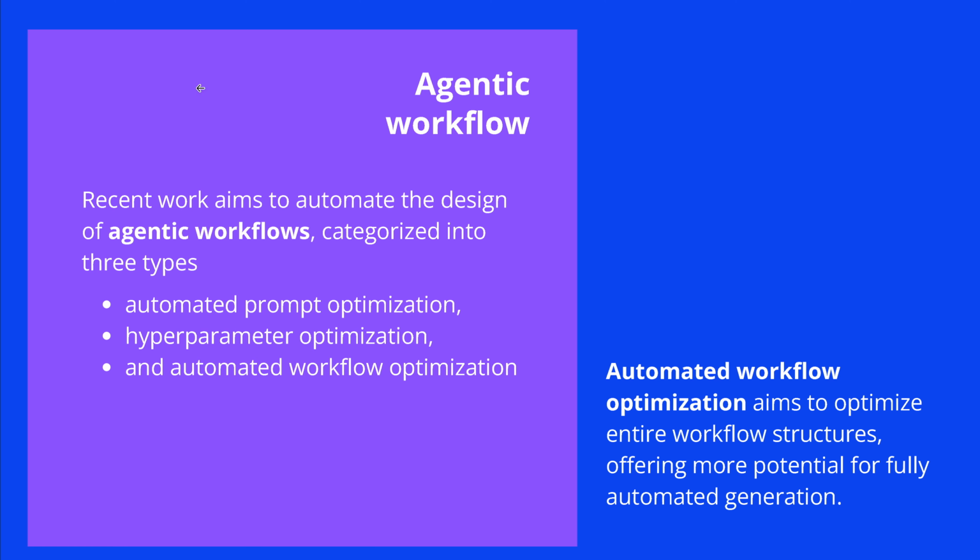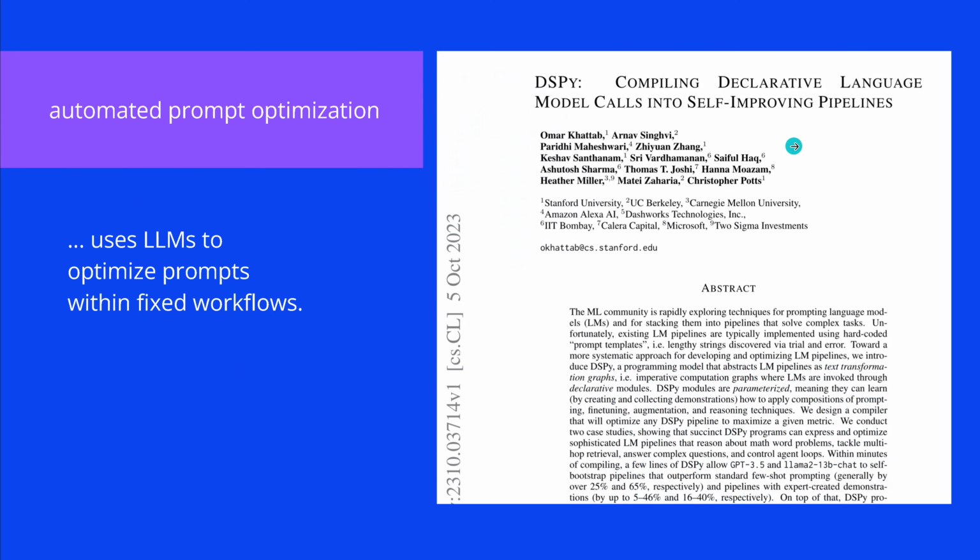And they go on and say, recent works aim to automate now this design of the agentic workflows, and they categorize this now in three types: automated prompt optimization, hyperparameter optimization, and automated workflow optimization. So let's have a look at the first one, the prompt optimization. You know this, and I've given you the reference study that I would recommend. So automated prompt optimization uses LLMs to optimize the prompt structure within fixed workflows. And I would say beautiful here by Stanford University. This is the study, October 2023, DSPy.